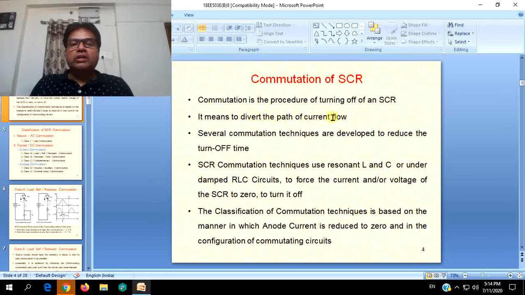When the commutator is rotating, the brush contact will go on changing with the commutator segments, and there comes a condition where the current flow is diverted from one commutator segment to another commutator segment, where a particular coil will be short pitched. We will not go into those technicalities in depth, but it is similar in that it means to divert the path of current flow.